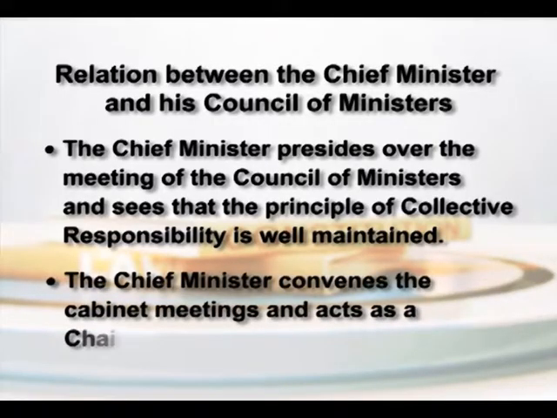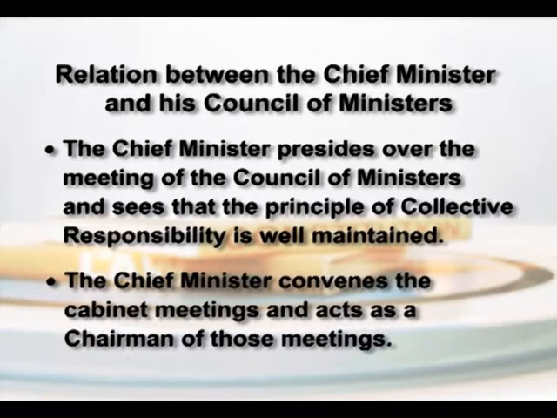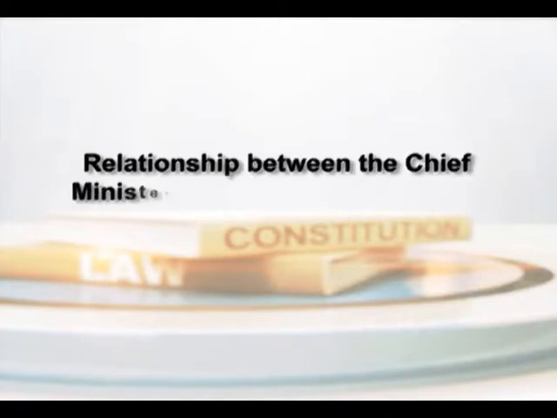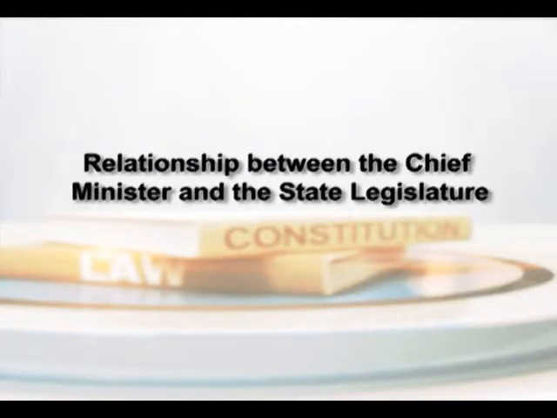The chief minister convenes the cabinet meeting and acts as a chairman of that meeting. He frames the working policies and programs of the meeting. The chief minister, above all, supervises the working of different ministries. In case there is a conflict or a deadlock situation amongst two or more ministries concerned, then it is the responsibility of the chief minister to resolve it. Now let us examine the relationship between the chief minister and the state legislature.